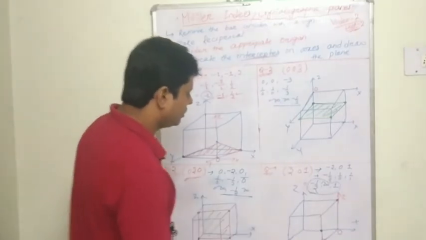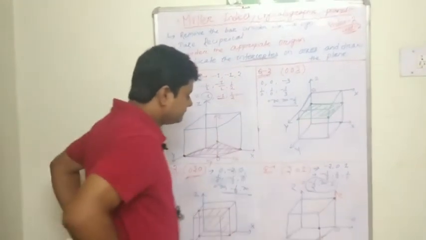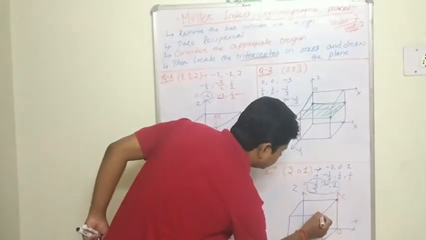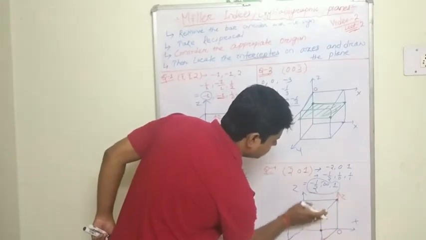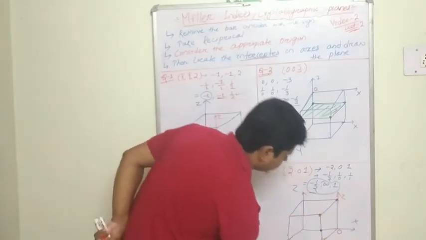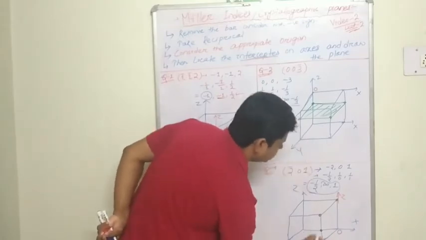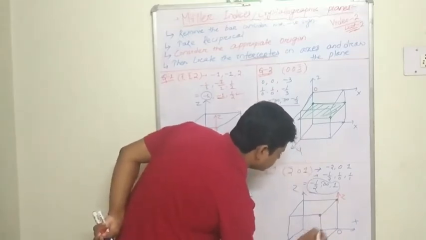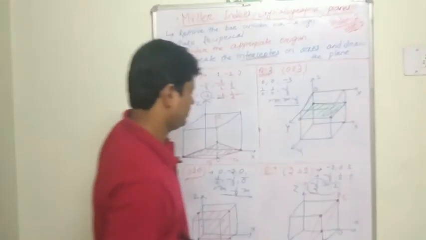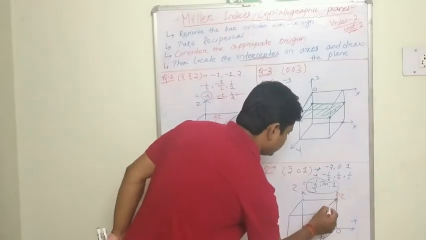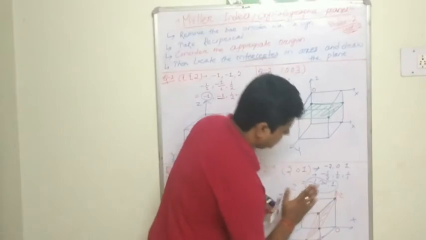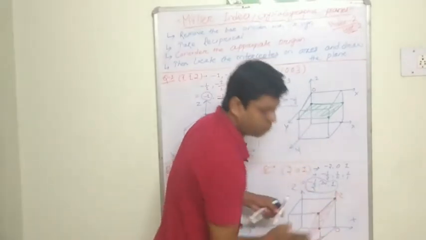So how do we draw the plane? We have to consider another 2 points, because these 2 points are in the back plane. So we have to consider another 2 points on the front. It will be here, right? So the plane will be like this, which will be parallel to the y axis.